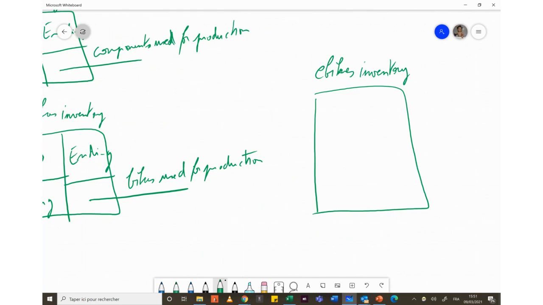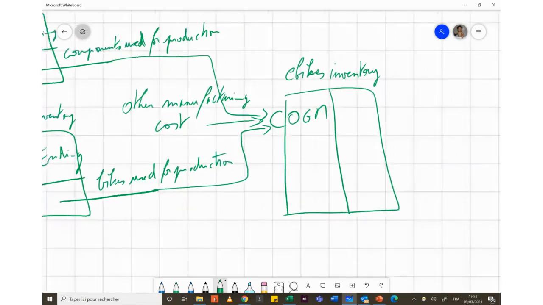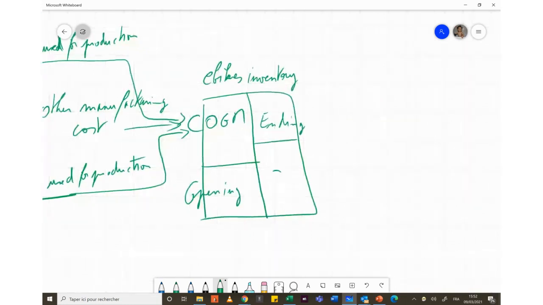So here I have the cost of goods manufactured because of the components used for production, because of the bags used for production, because of other manufacturing costs. Direct labor cost, D&A expense, and so on. So this is the inflow. I have the opening inventory. I have the ending inventory, and I have the outflow, the cost of goods sold.